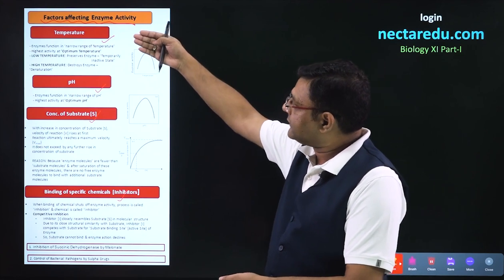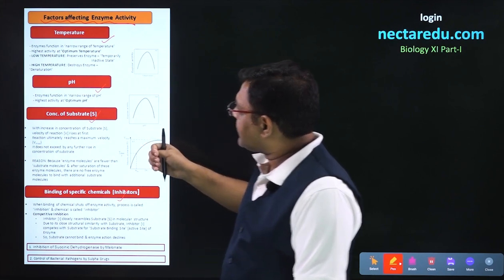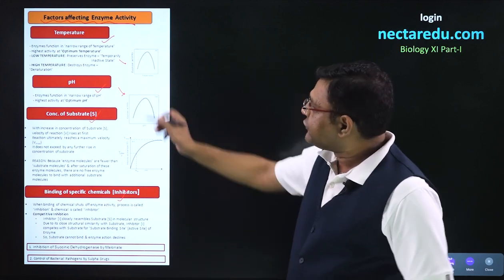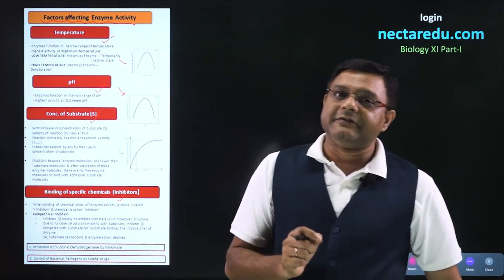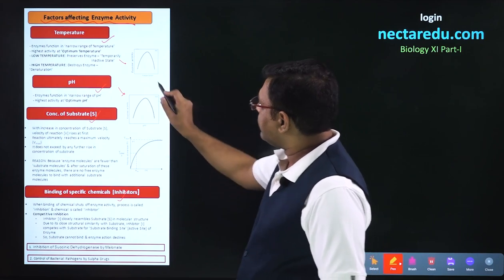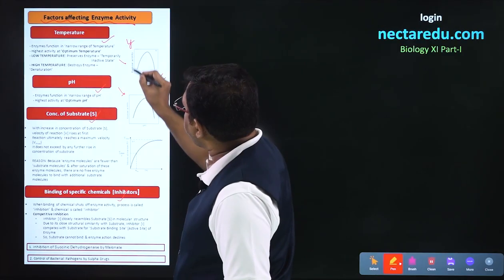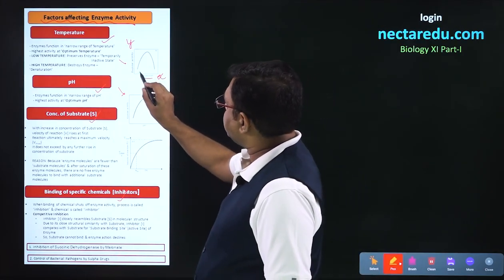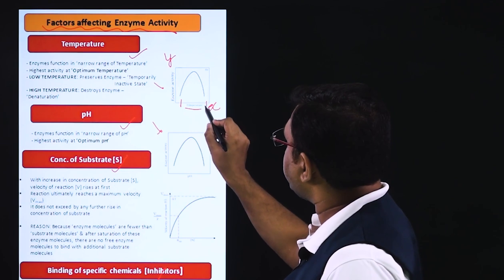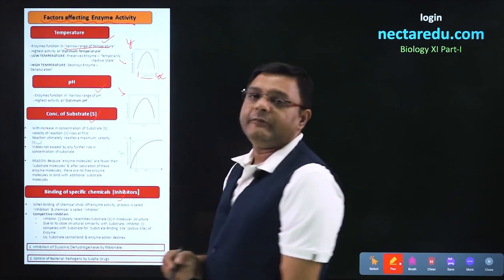Looking into the first factor, that is the temperature. If we look into the graph of temperature and the graph of pH, then the graphs are almost similar. If we talk about the effect of temperature, then enzymes work in a narrow range of temperature. As seen in this graph, on the x-axis, temperature is shown. On the y-axis, enzyme activity is shown. This particular enzyme is showing activity from this temperature to this temperature. So this is the narrow range of temperature in which the enzyme will be active.